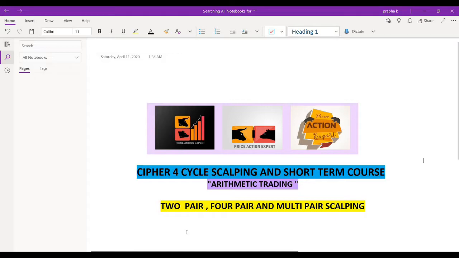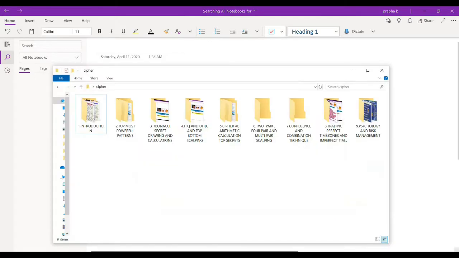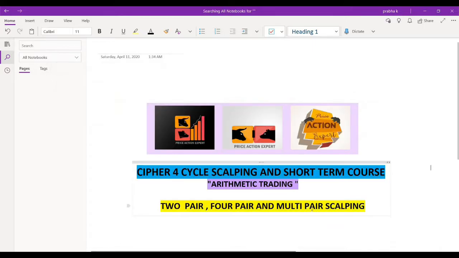But if you are experienced, if you master this calculation, if you master the patterns, if you know long-term trading, and if you're good at doing the arithmetic calculations very perfectly, then I will suggest you go for this. It's a little bit advanced level. It's not exactly advanced, but it might confuse a few members, so I would suggest you focus and concentrate a bit.